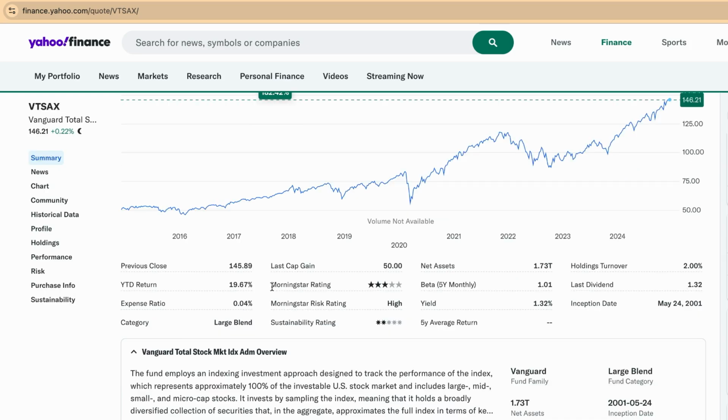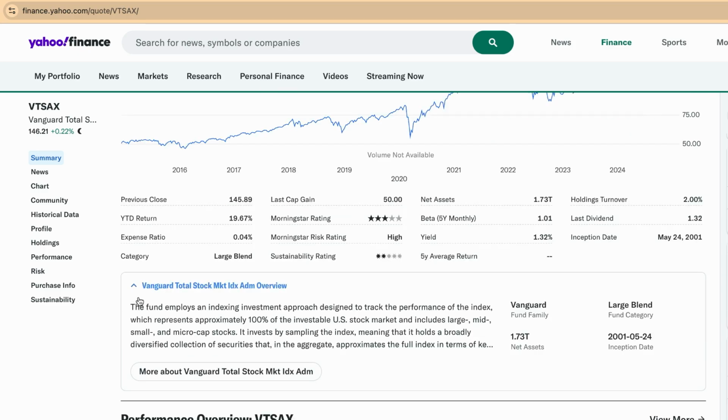Yahoo partners with Morningstar, so you'll see the rating here as well, and you will see its assets, the beta, so it's pretty stable at around 1.01, and the yield with the last dividend at around 1. If you scroll down, you will see an overview of the mutual fund. And in this case, it'll describe to you what it invests in.